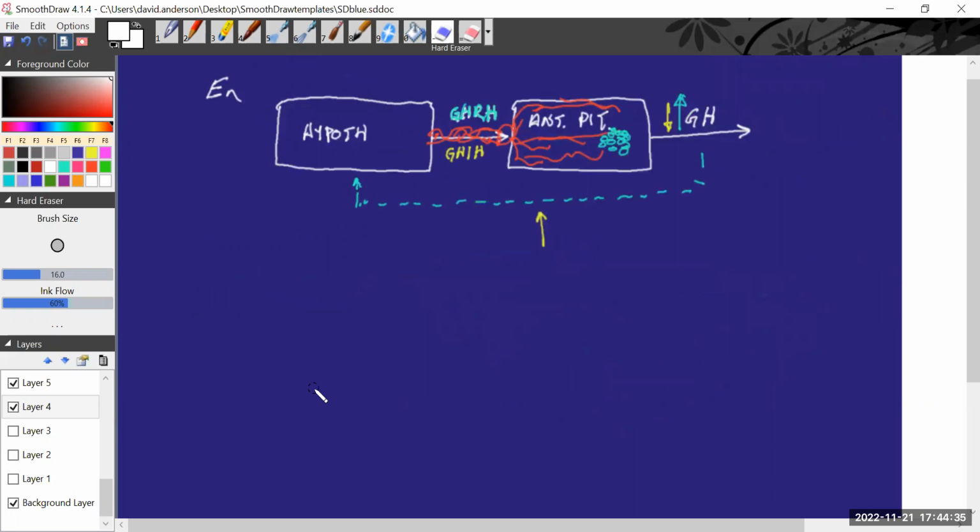So if we take, for example, growth hormone, and look at some of its functions, growth hormone targets either directly or indirectly almost every cell in the body.